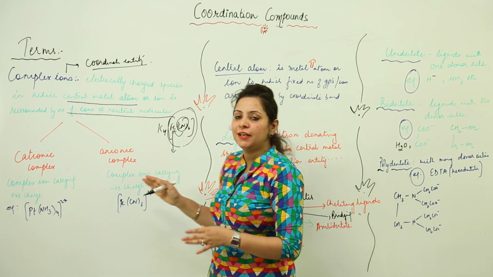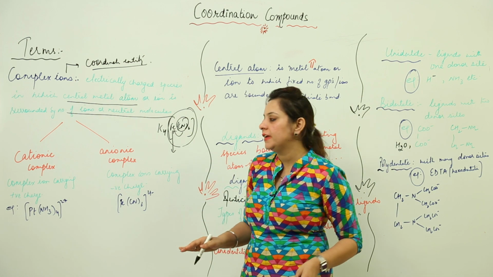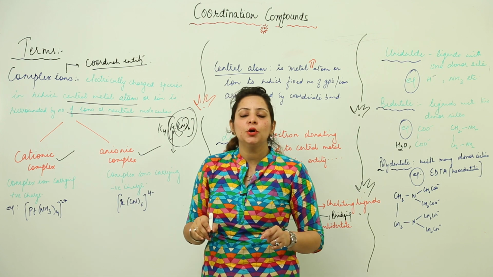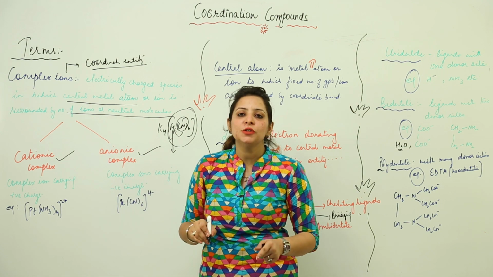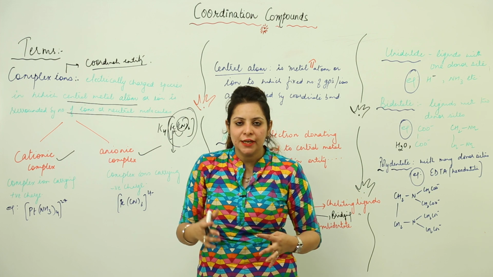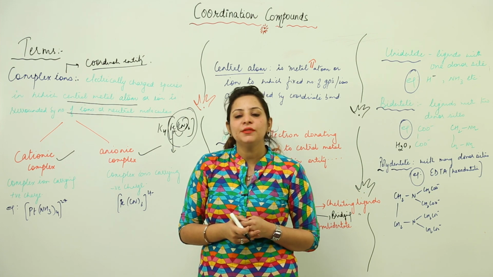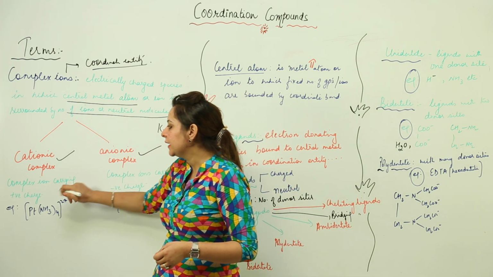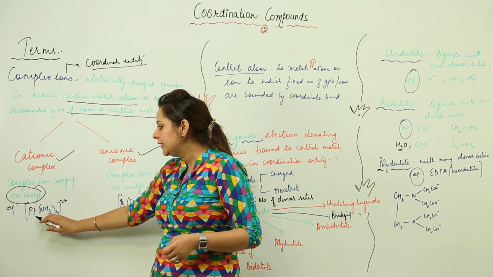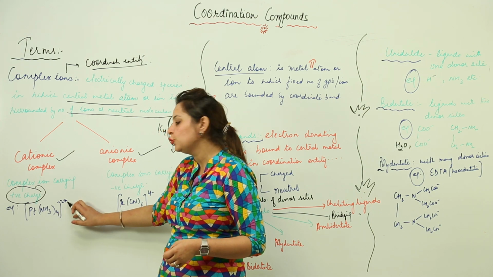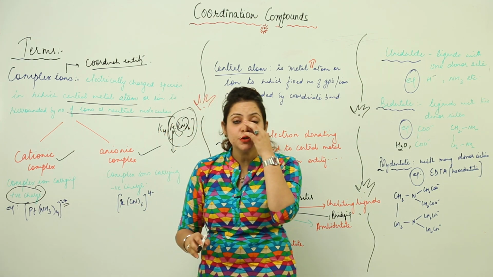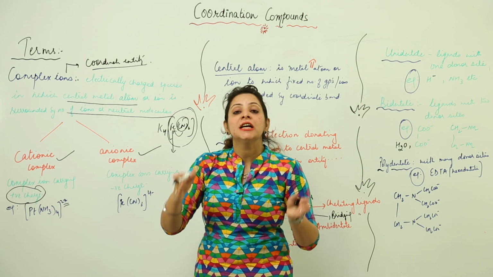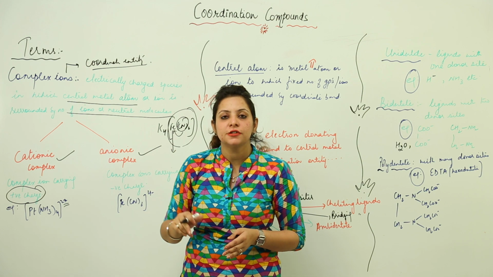Now this complex ion or the coordination entity is further divided into cationic complex or anionic complex, depending upon what kind of charge it possesses, what kind of charge is there on the complex ion. In the cationic complex, there is a positive charge. As you can see in this case, Pt(NH3)4 2+. Because it carries a positive charge, it is a complex ion obviously, but what kind of complex ion? Cationic complex ion, because it carries a positive charge.